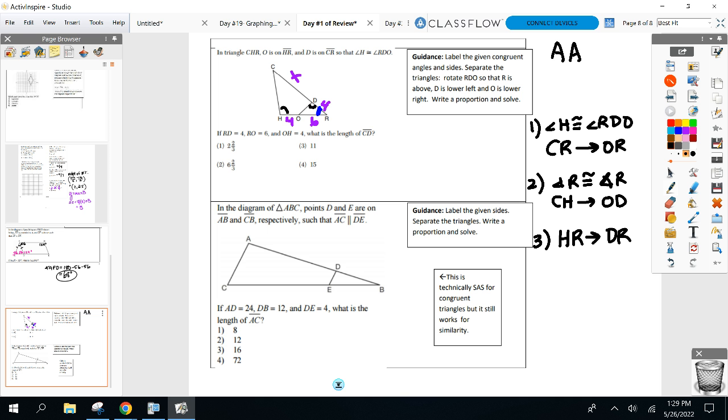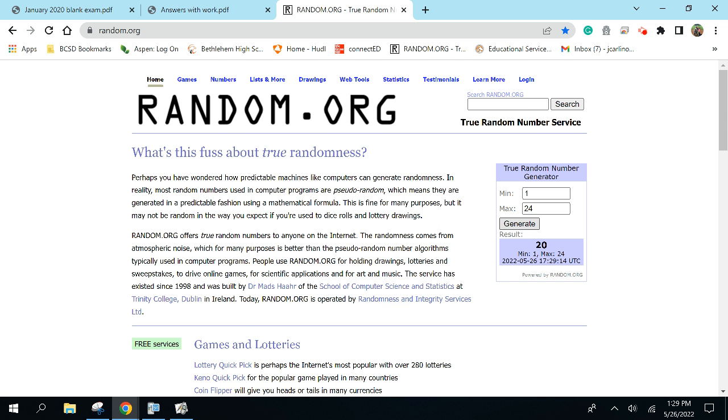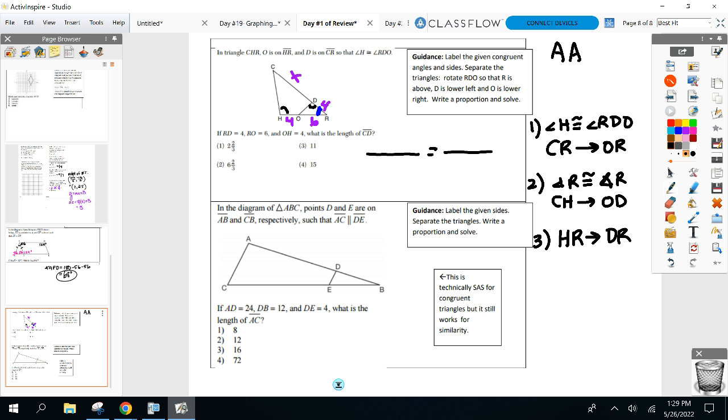All right, you ready to write your proportion? Give me a side in the small triangle we know. Side DR is 4. DR corresponds with what? HR, which is 10. I don't know how many of us are going to figure that out trying to visually turn it or maybe draw it out. But now I know they're across from the congruent angle, so they have to match up.